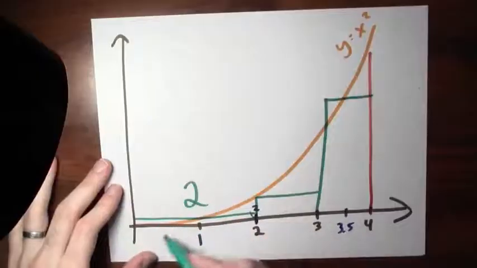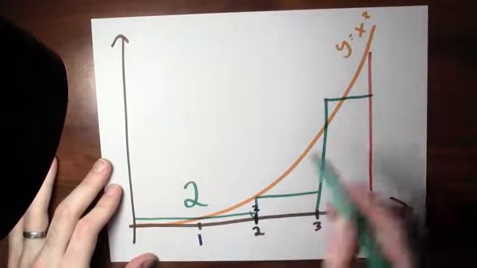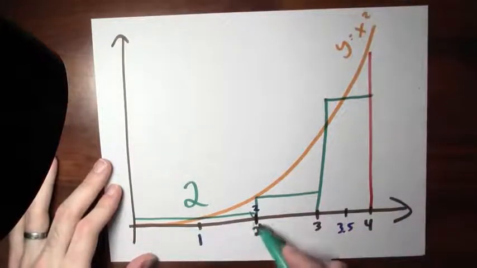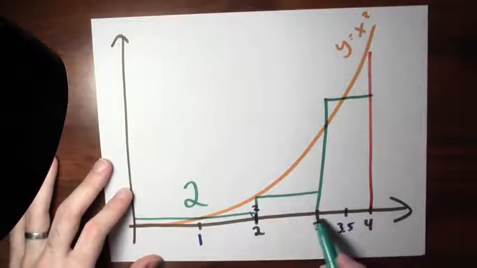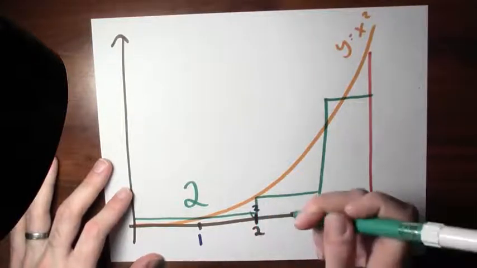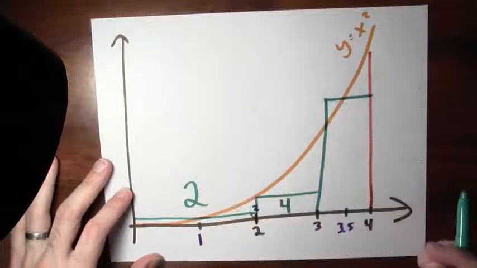Now, what's the area of those rectangles? This first rectangle has area 2 because it's got a width of 2 and its height is 1 squared. I'm sampling at the point 1 and the function is the squaring function. So its height is 1, width is 2, its area then is 2. What about this next rectangle? Well, its width is 1 and its height is 4, because the sample point here is 2, and 2 squared is 4, so this rectangle has area 4. This picture's not to scale at all.